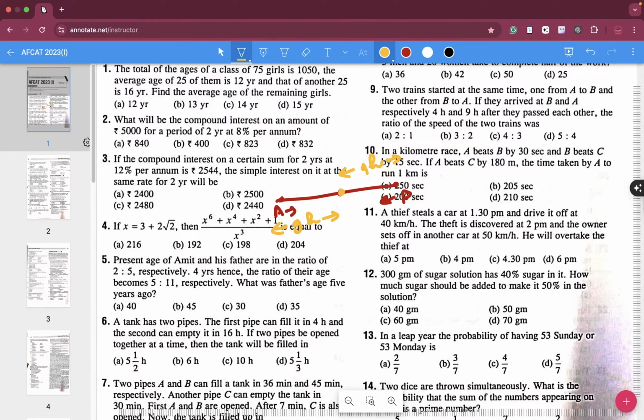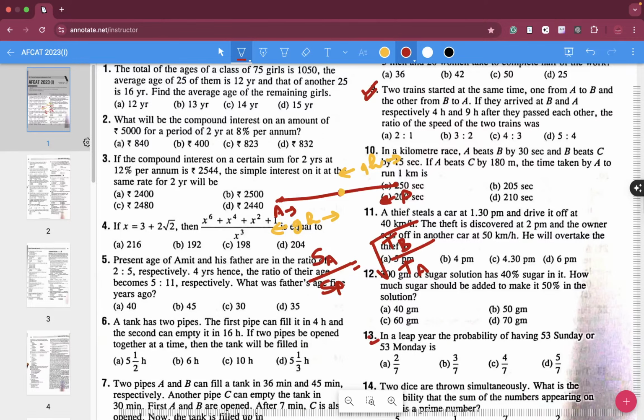For this kind of question, this is a very classical question. In that case, the speed of A to the speed of B is given by the square root of the time taken by B after crossing the meeting point, divided by the time taken by A after the meeting point.